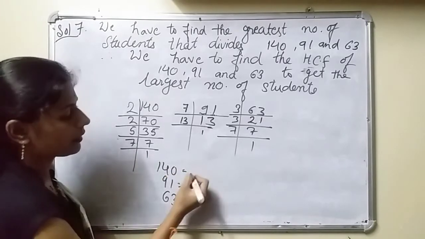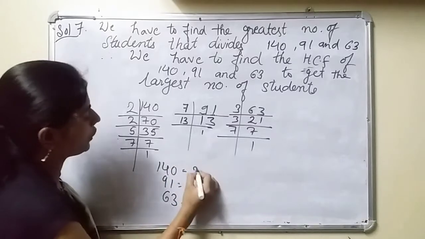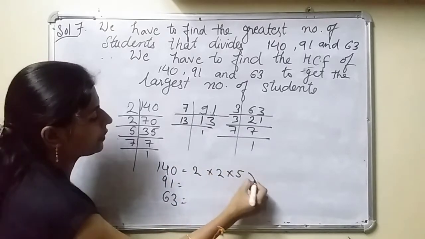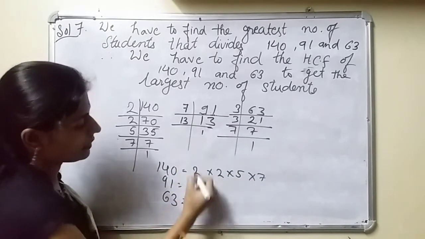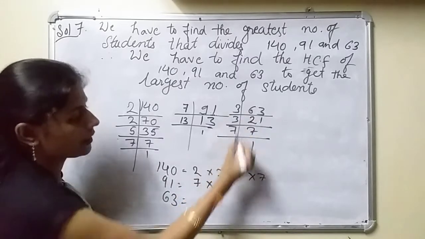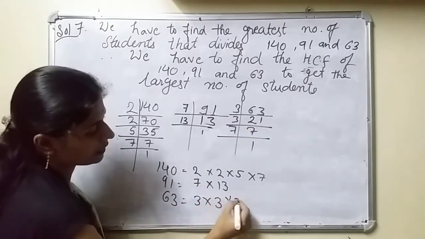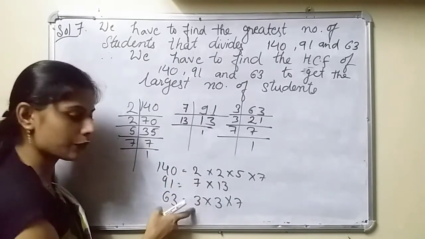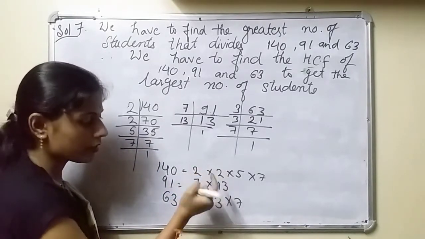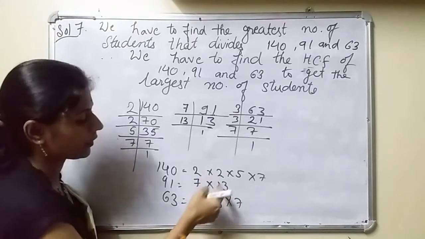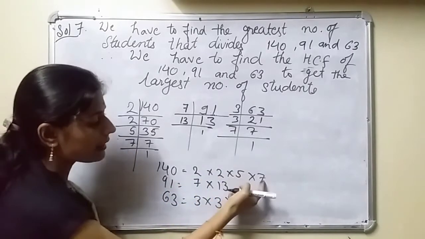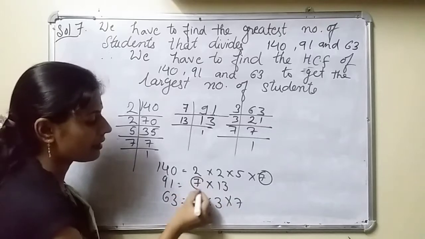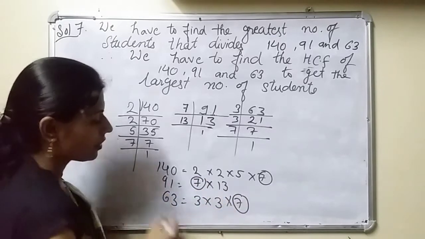Now 140, 91 and 63. What are the factors you got here of 140? 2 into 2 into 5 into 7, and here 7 into 13. Here 3 into 3 into 7. Now see which is the common factor here. 2 is here but 2 is not there. Then again 2 is there, there is no 2. 5 is there but 5 is not there in both. 7 is there, yes. 7 is there, yes. 7 is there, yes.